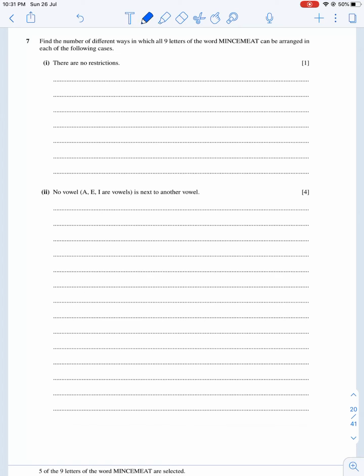Okay, first of all, we need to figure out how many letters are being repeated in this word. So M-I-N-C-E, M-E-A-N-T, mincemeat. Okay, there are no restrictions, meaning you're going to put 9 dashes. So 9 factorial for this, and because of the repetition, you're going to put 2 and 2. The first 2 factorial is for the M being repeated twice, and the second 2 factorial is because of the E being repeated twice. Okay, you can do this without putting dashes also.